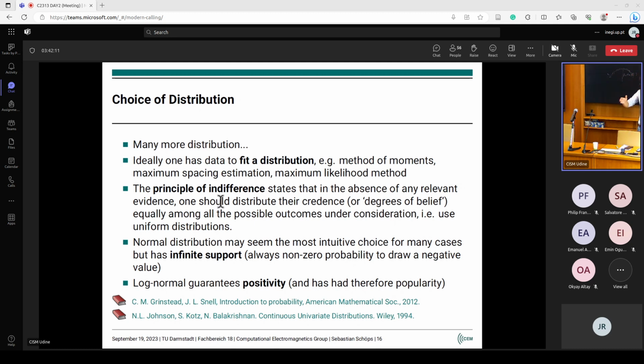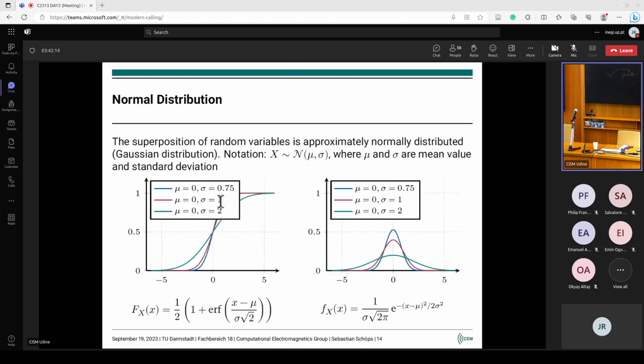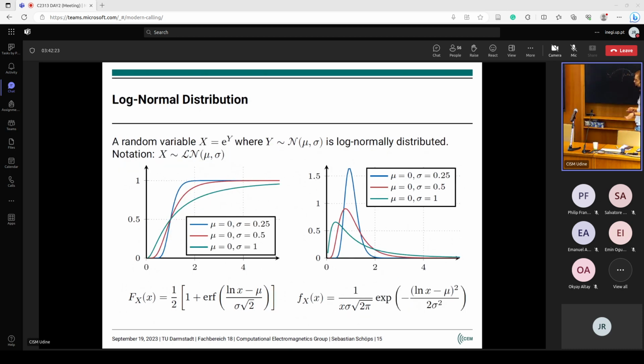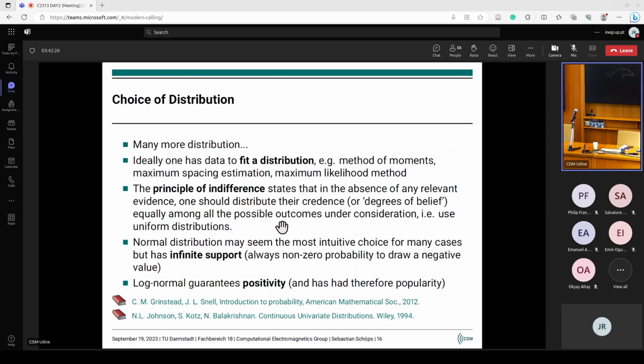You could say, okay, I take that as the standard deviation, as what the person told me. But I think what you should do, and I'm following this rule here, is that the uniform distribution is most probably the most honest choice if you don't know much. Although the normal distribution is very intuitive, there's one additional drawback if you model uncertainties with normal distributions: it has infinite support.